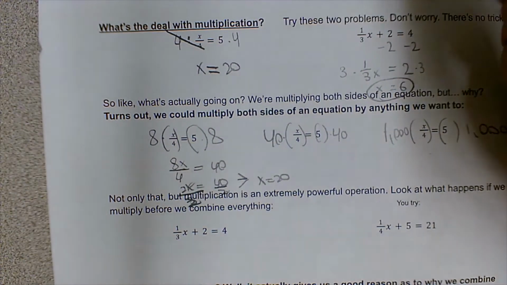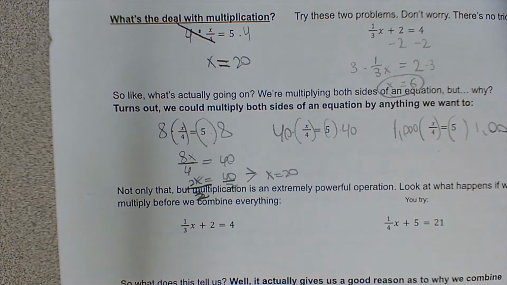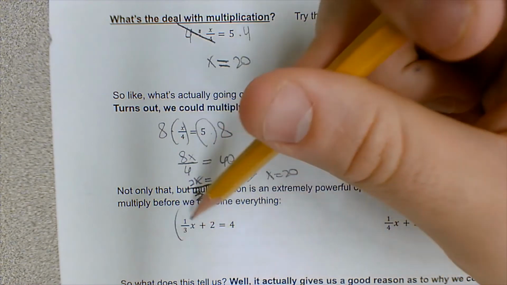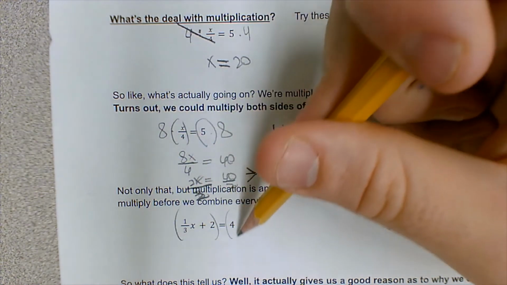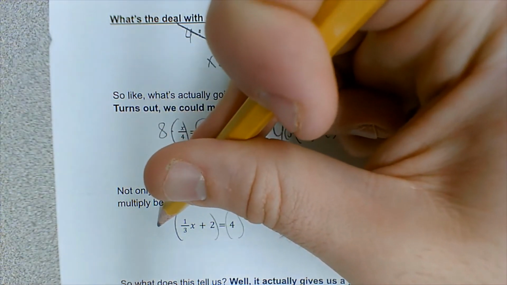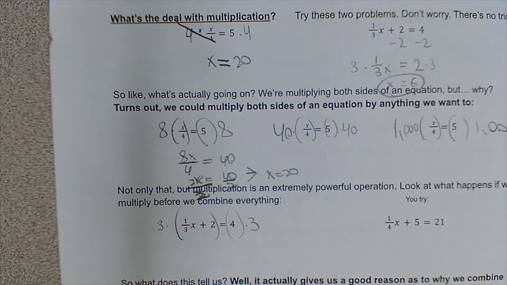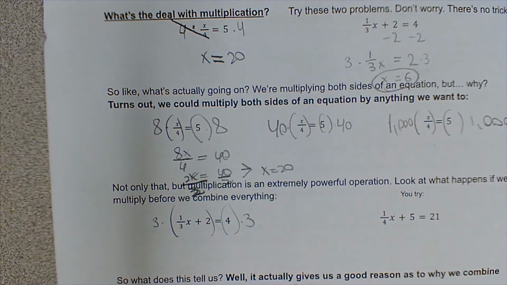So in the first example, I want to get rid of this 1/3. To get rid of it, I can multiply both sides by 3. Now instead of canceling everything out and then multiplying by 3, I'm going to multiply by 3 first. And you'll notice I drew these parentheses because when you're multiplying both sides of an equation, everything gets multiplied. Every single term gets multiplied. We're going to use the distributive property to show this actually working out.